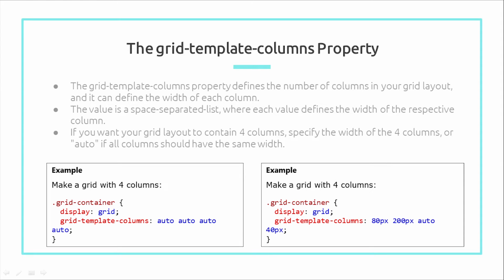The grid-template-columns property. The grid-template-columns property defines the number of columns in your grid layout, and it can define the width of each column. The value is a space-separated list, where each value defines the width of the respective column. If you want your grid layout to contain 4 columns, specify the width of the 4 columns, or auto, if all columns should have the same width.